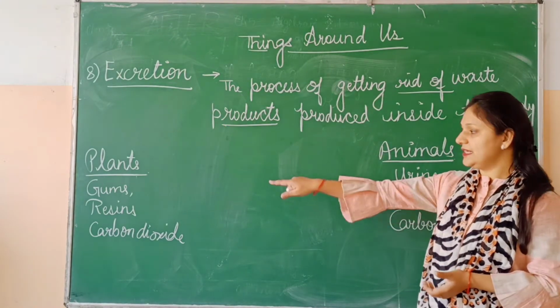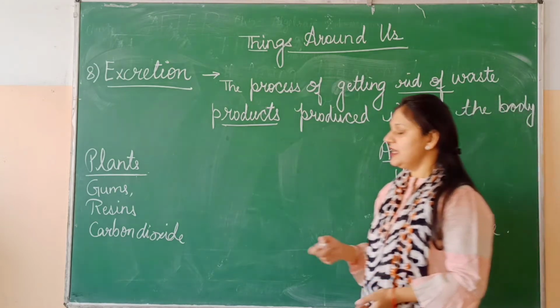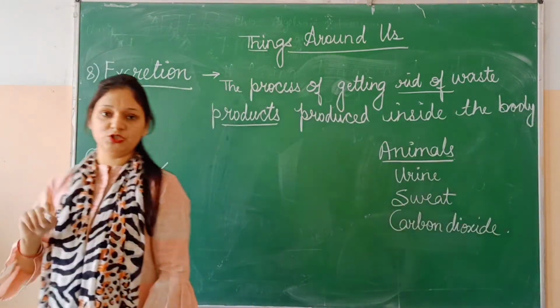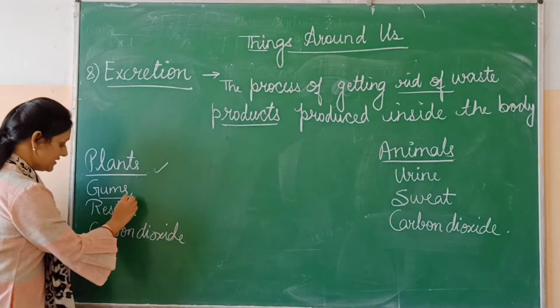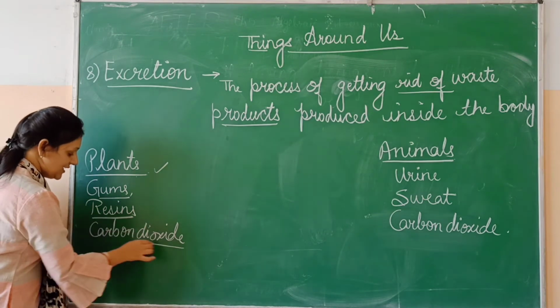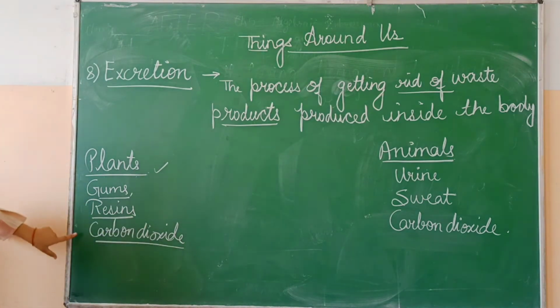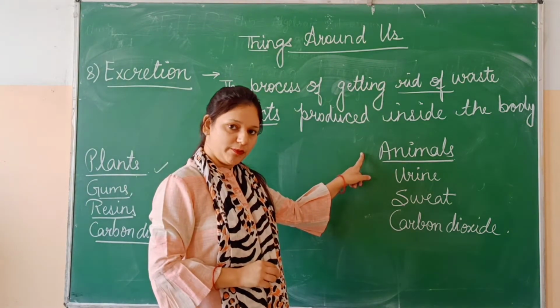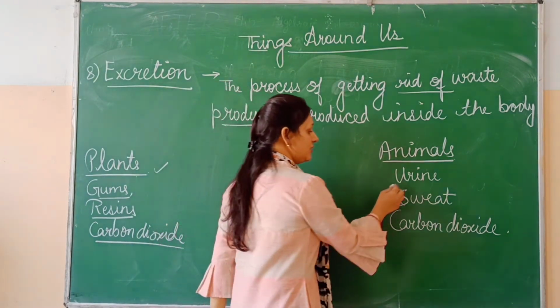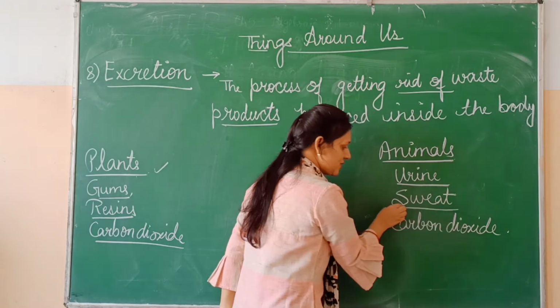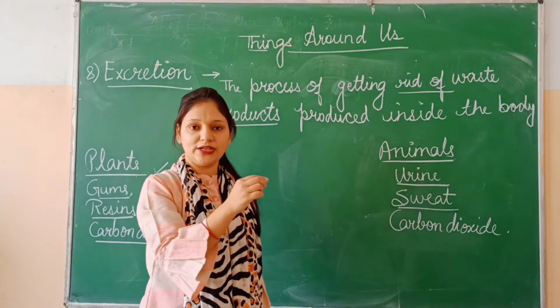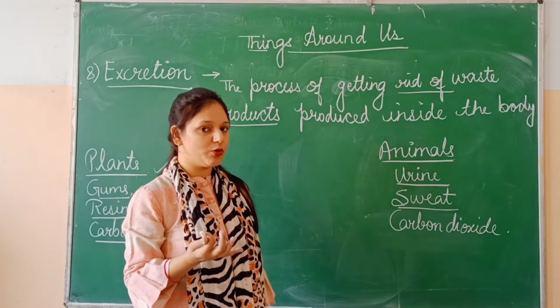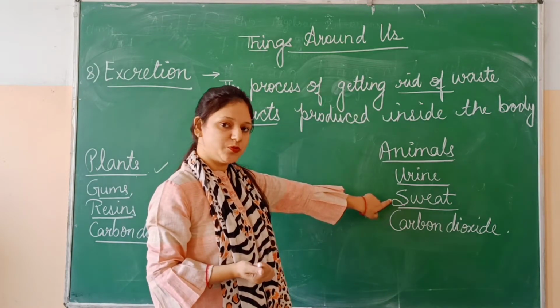Now, let us see in plants and animals. In plants, students, the waste products are gums, resins and carbon dioxide. Students, this carbon dioxide is released at the time of respiration. Whereas in animals, the waste products are urine and sweat. When you do exercise, you sweat. A lot of sweat comes out of your body. So that is a waste product.